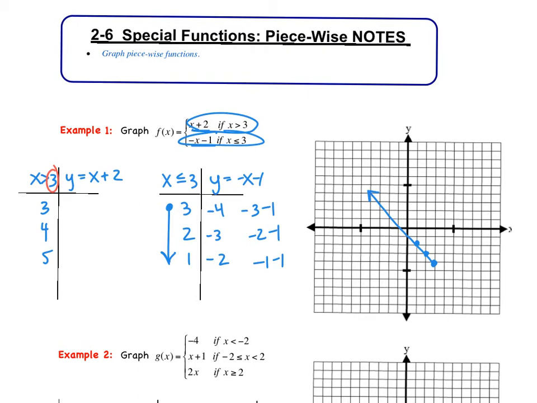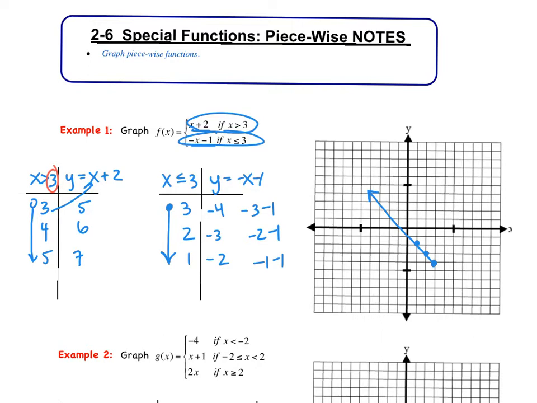If I plug in 3 to this equation, I get 3 plus 2, which is 5. 4 plus 2 is 6. And 5 plus 2 is 7. Now in this case, 3 is not included. We have x is greater than 3. There's no equal. So this is going to be an open circle.